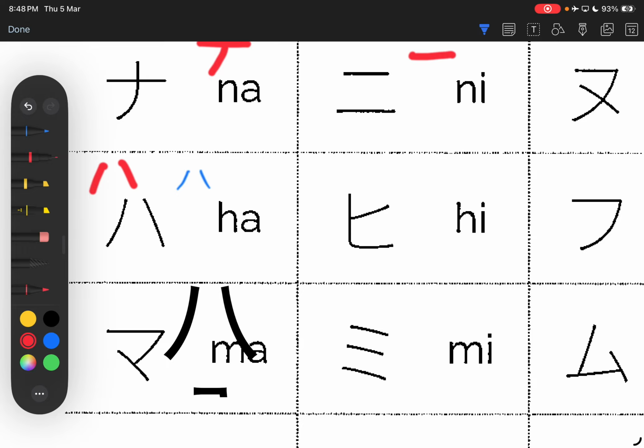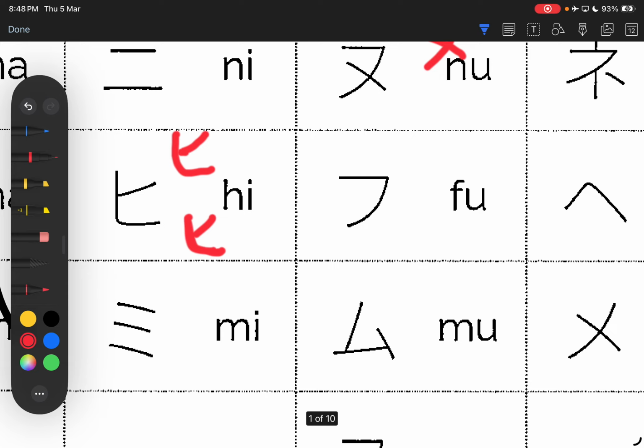Okay, so 1, 2. Next will be he. He we draw like that. Then we have a stroke in the middle. So we draw the bottom part first, the seat first. Then we draw the arrow. The stroke one.